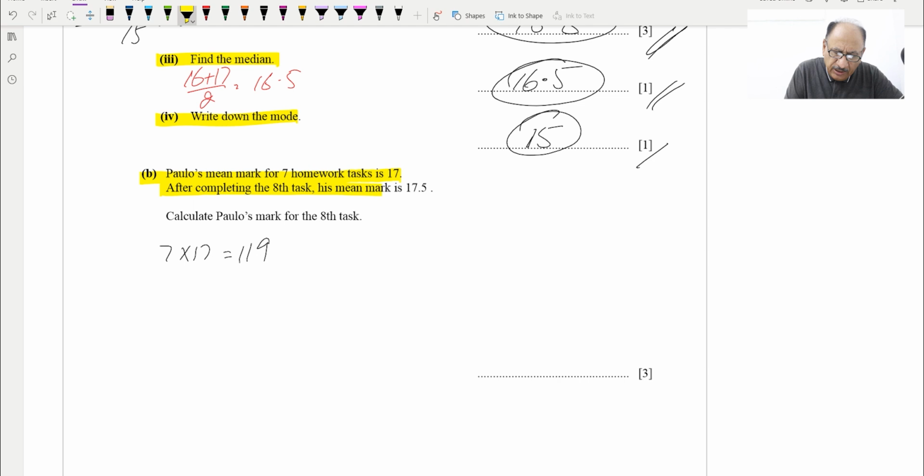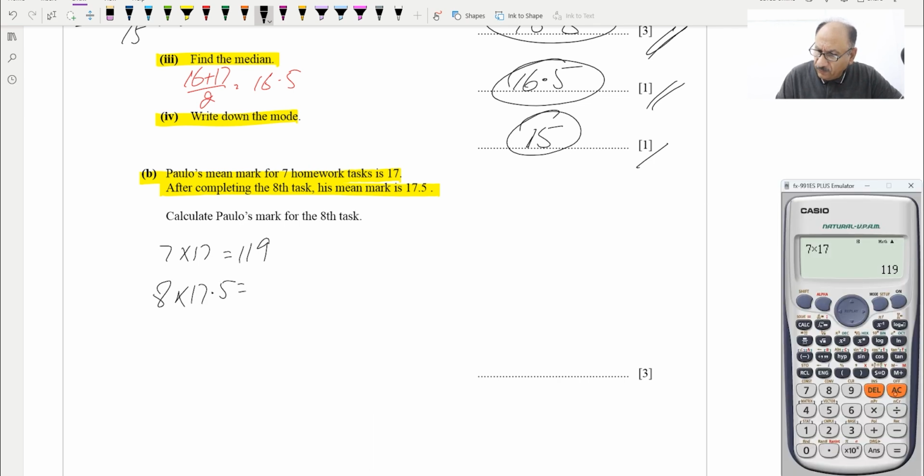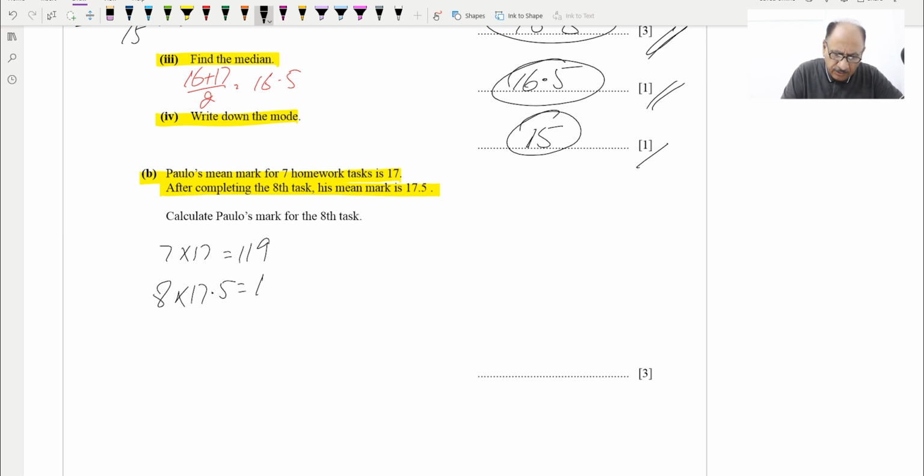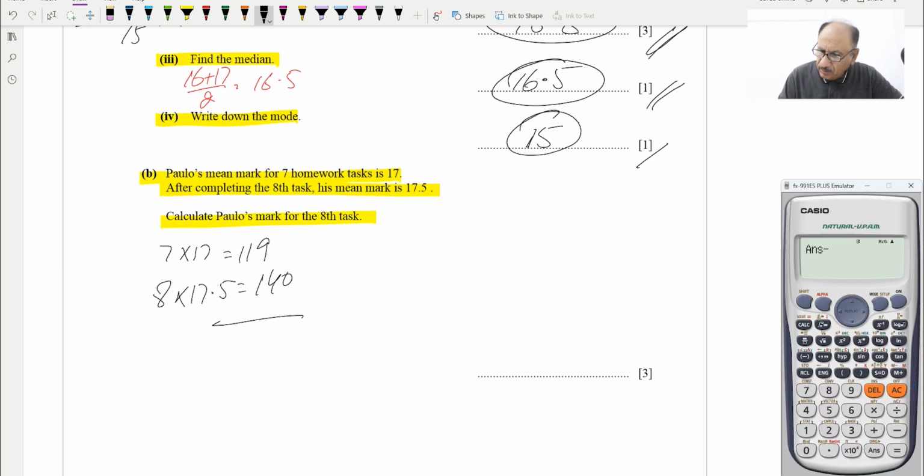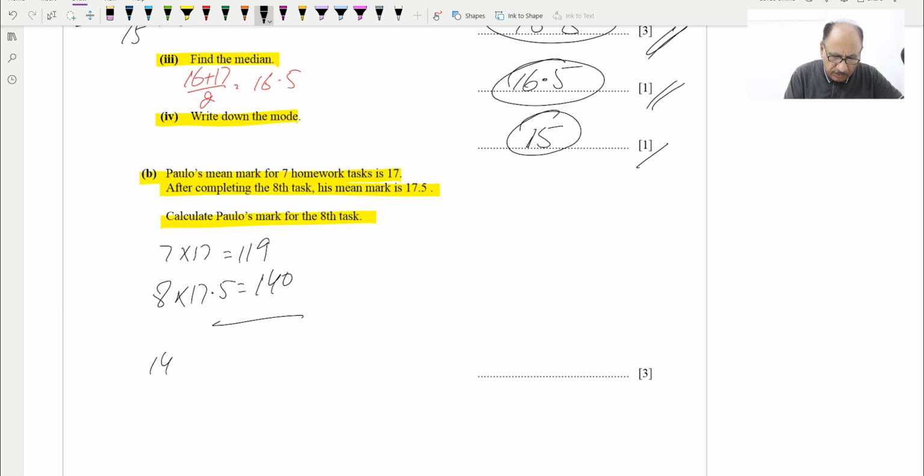After completing the 8th task, his mean mark is 17.5. So for the 8 it is 17.5, and this will be equal to 140. Now they are saying calculate Paul's marks for the 8th task. So the difference we need to check: 140 minus 119, and this will be 21. So 21 will be the answer.